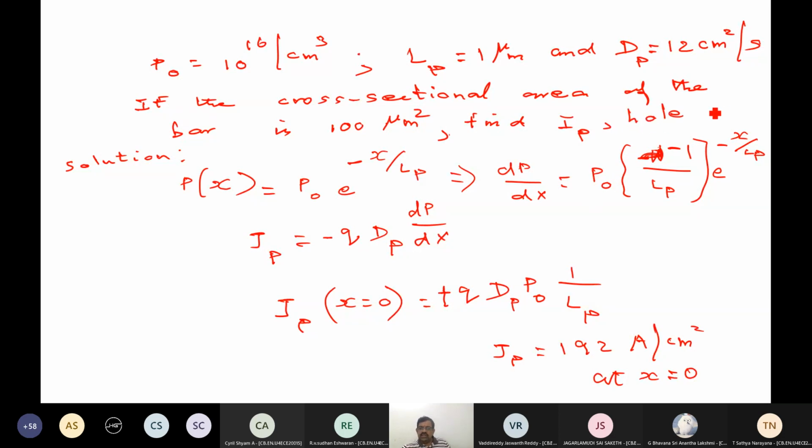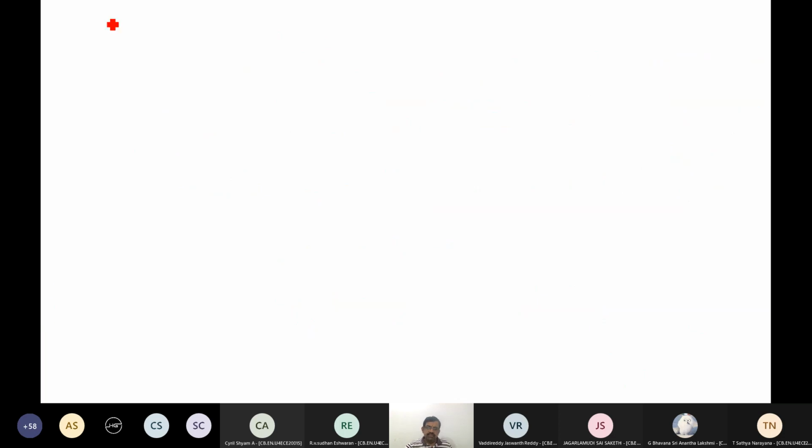So the density means current per unit area. Current means density into area. So which means IP will become, on another page, IP equal to JP into area of cross section A. So 192 into 100 micron square. So it becomes 100 into 10 power minus 8. Okay. So that will be my stuff. So 100 into 10 power minus 8, this is ampere.